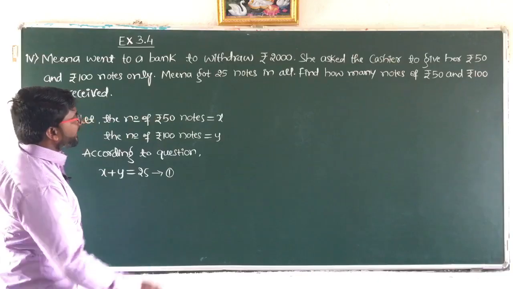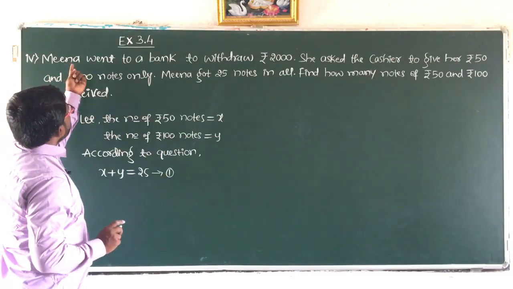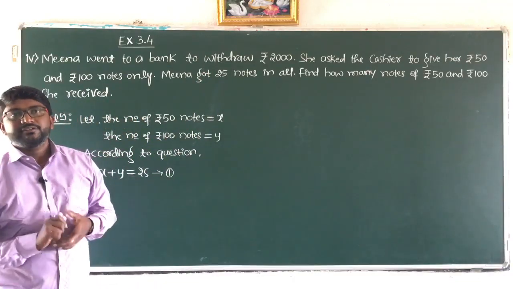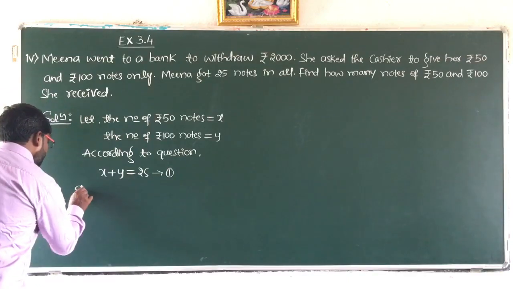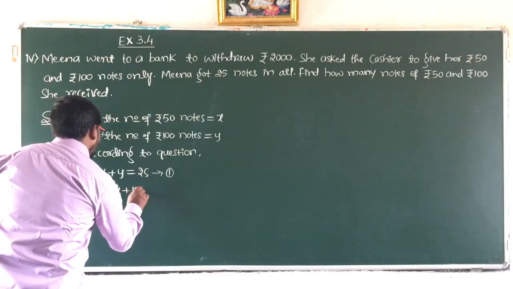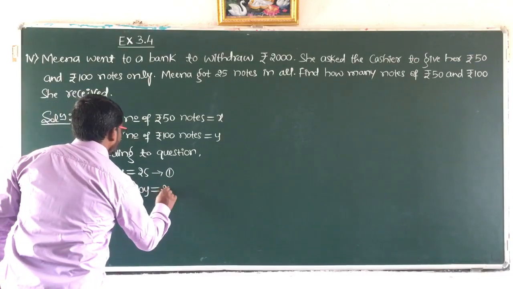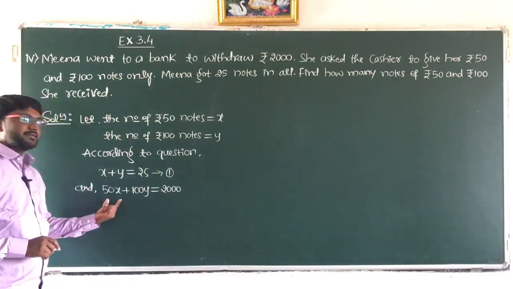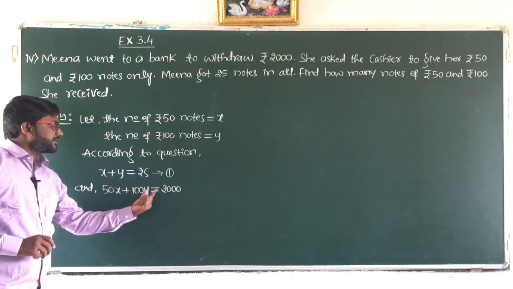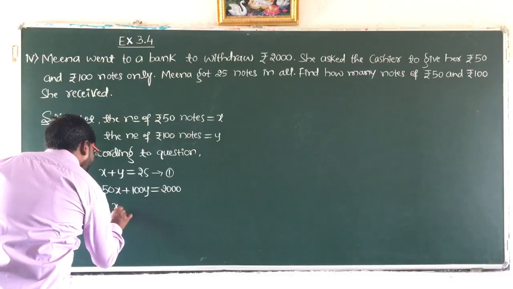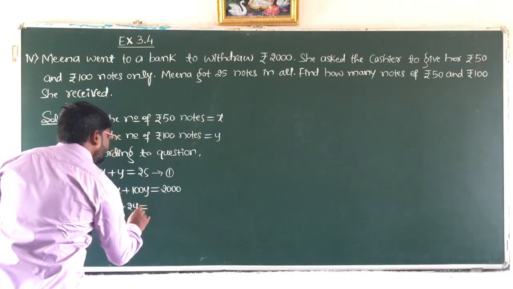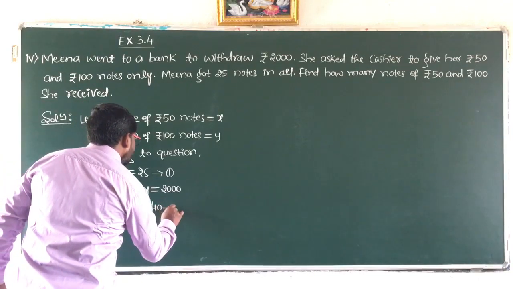Then the second condition is Meena went to a bank to withdraw 2000 rupees. That means overall she is withdrawing 2000 rupees. So the second condition will be 50x plus 100y, which is equal to 2000. 50x plus 100y equal to 2000. So we can simplify this further. Divide each term by 50. We get x plus 2y, which is equal to 40. This is equation number 2.